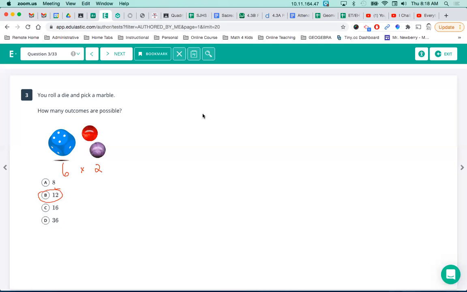Same way, if I were to say, what's the probability of rolling a 4 on the die? Well, that'd be 1 out of 6. And then picking the red marble, that'd be 1 out of 2. For the probability, you multiply straight across: 1 times 1 is 1, 6 times 2 is 12. The top of the fraction is the number of favorable outcomes, and the bottom is the number of total outcomes, which is that 6 times 2, which is what we got here. So if they're talking about possible outcomes, you're just multiplying the number of possible outcomes in the first one times the number of possible outcomes in the second one.